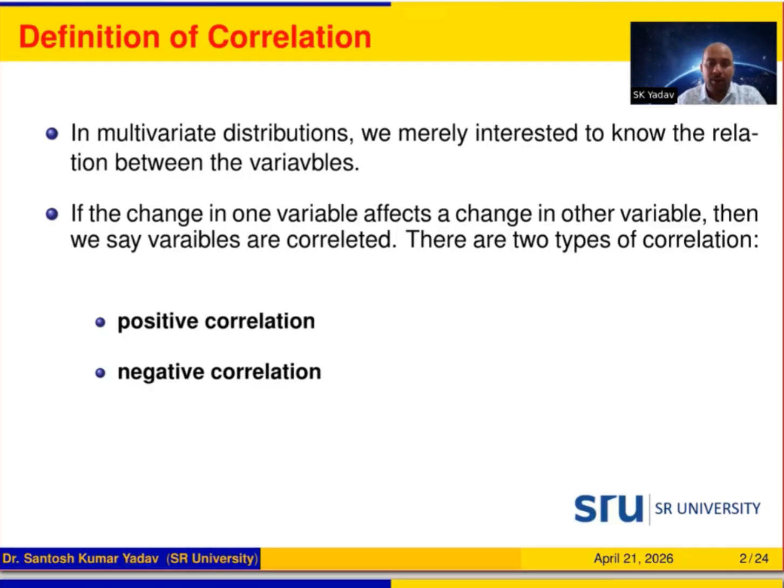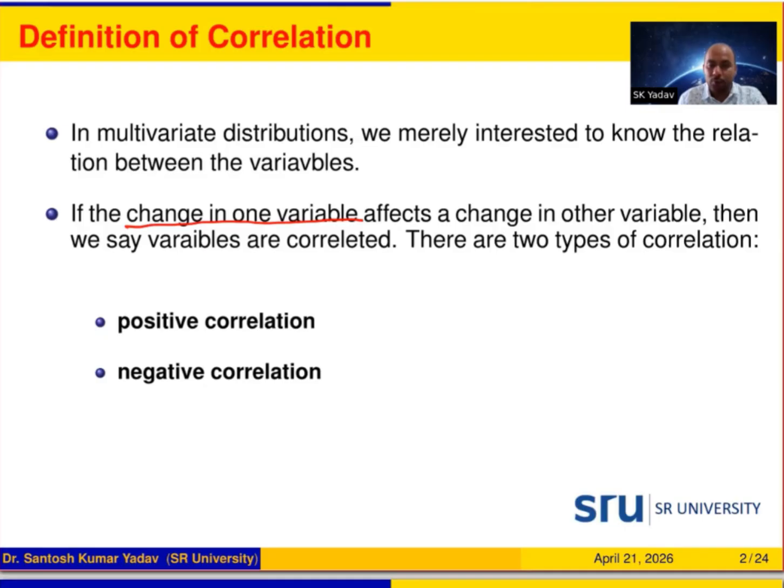What is correlation? Correlation is very easy to understand between two variables. If the change in one variable affects a change in another variable, then we say variables are correlated. There are two types of correlation. One is positive, another one is negative. So let us understand what are the positive and what is the negative correlation.